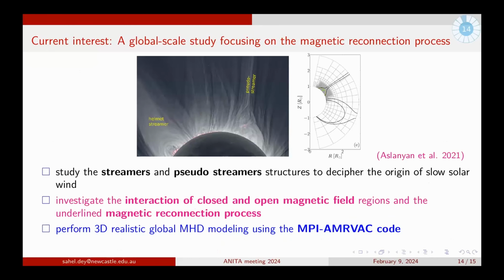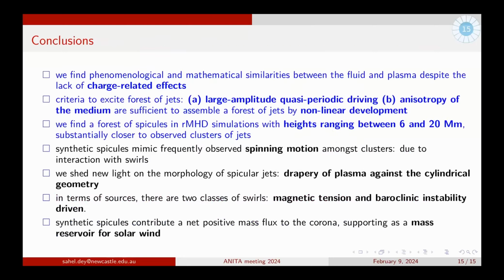And this is my current interest, where I look forward to not only the radially outward propagating or open magnetic fields, but also magnetic field structures like this. This is an eclipse image where magnetic fields have this arcade-like field and complex structures. So we'll study these streamers and pseudo-streamers to decipher the origin of the slow solar wind, and study the underlying magnetic reconnection process, and we'll perform this 3D realistic modeling with the MPI-AMRVAC code on a grid, something like this.